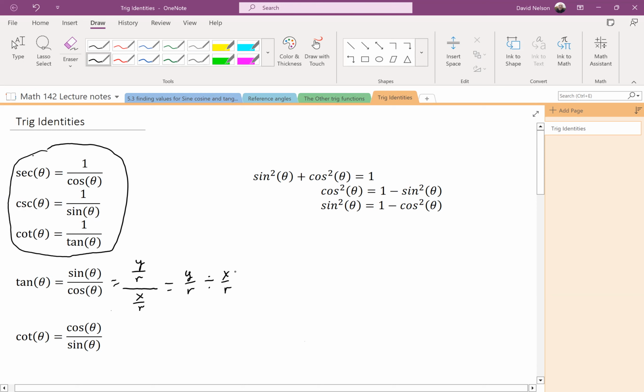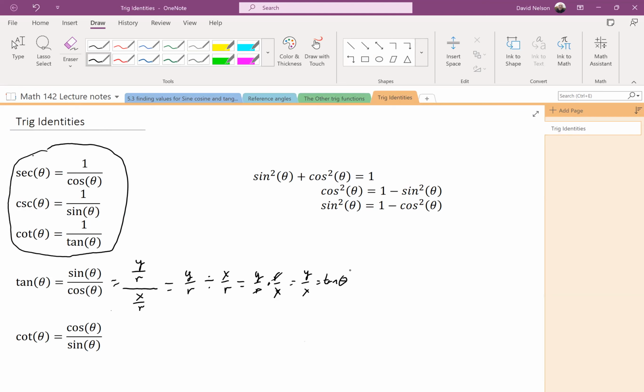When you divide fractions, you flip over that fraction and multiply. So, flipping over the second one in particular, I get y over r times r over x. And when we do that, the r's will cancel off, and we'll get y over x, which is the tangent ratio. If you go to any point on a circle and you take the y-coordinate divided by the x-coordinate, you will get the tangent value. So tangent theta is the y-coordinate divided by the x-coordinate. It's also sine over cosine.